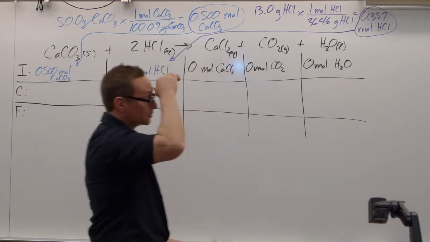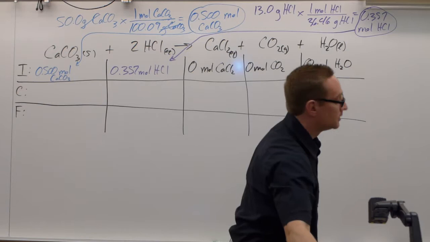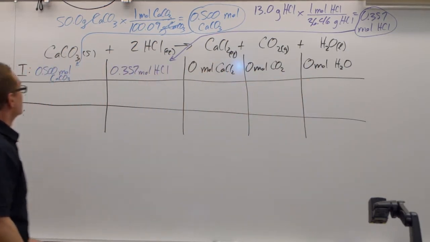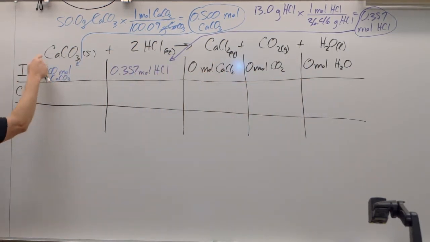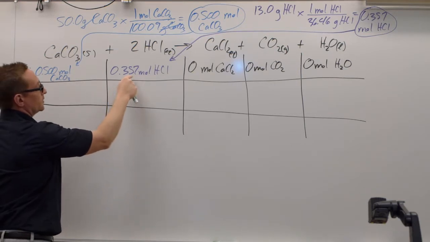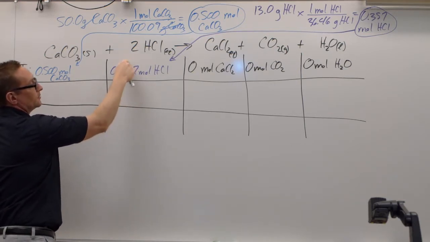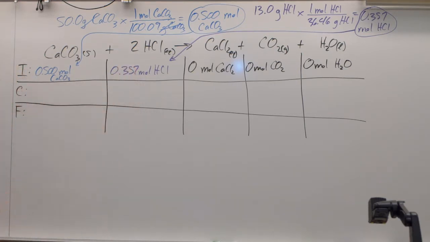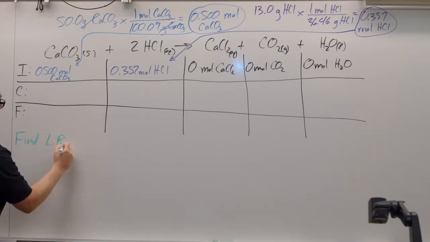Okay, so which one's limiting? Is it the moles of hydrochloric acid? So if we divide 0.500 by 1, and if we divide 0.357 by 2, whichever of those two comes out the smallest is going to be limiting. So I'm going to go ahead and just do that down here. Find the LR, limiting reactant.